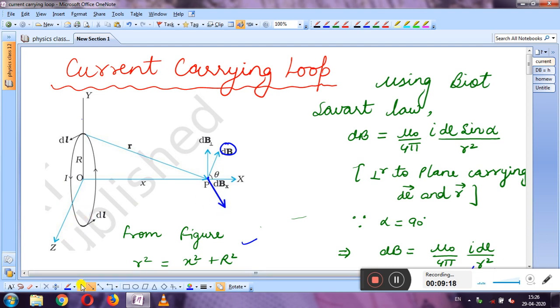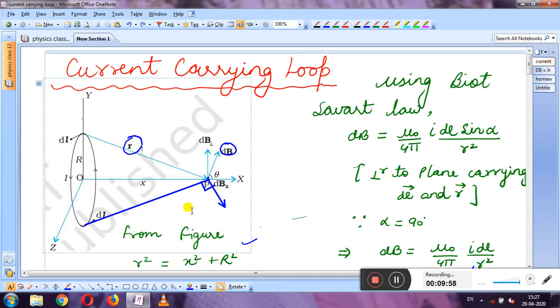Before this, you joined this current element to point P with the help of the r vector. Again you would do the same thing, joining the small current element to point P, and then only you will get dB perpendicular to this value r. This value will be equal to r, like you have written here. Here also we can write r vector. I'm not able to write, but you try to understand.